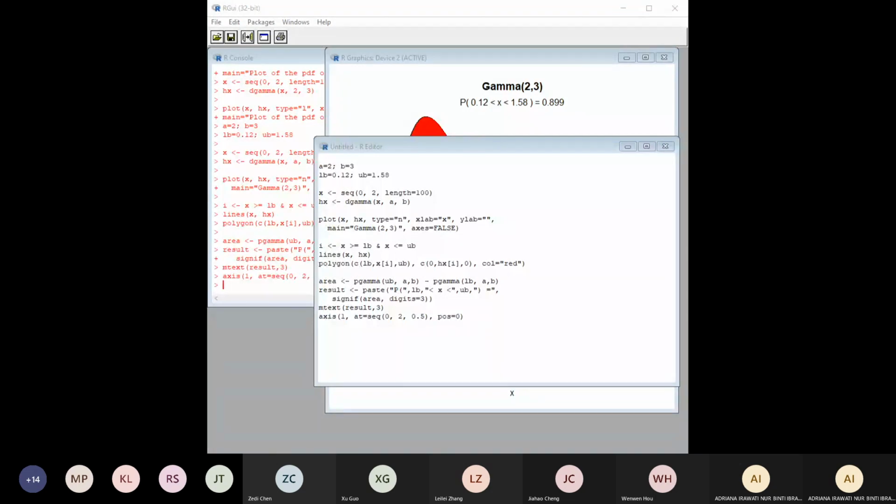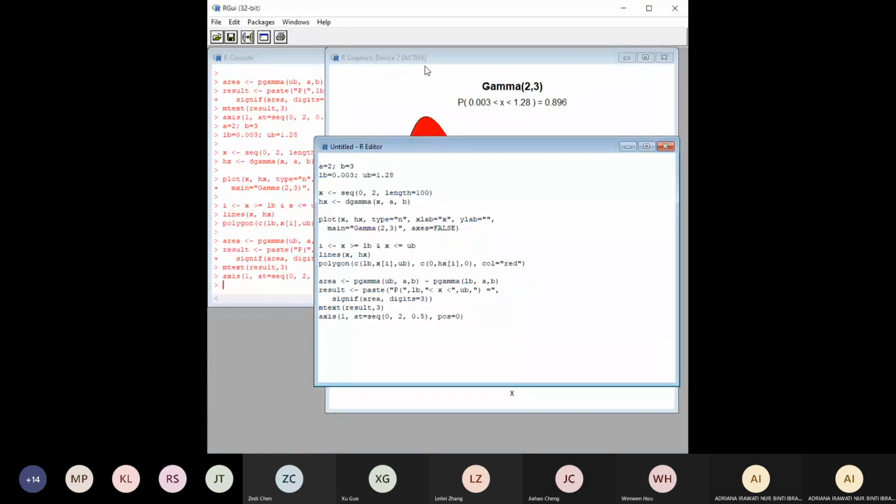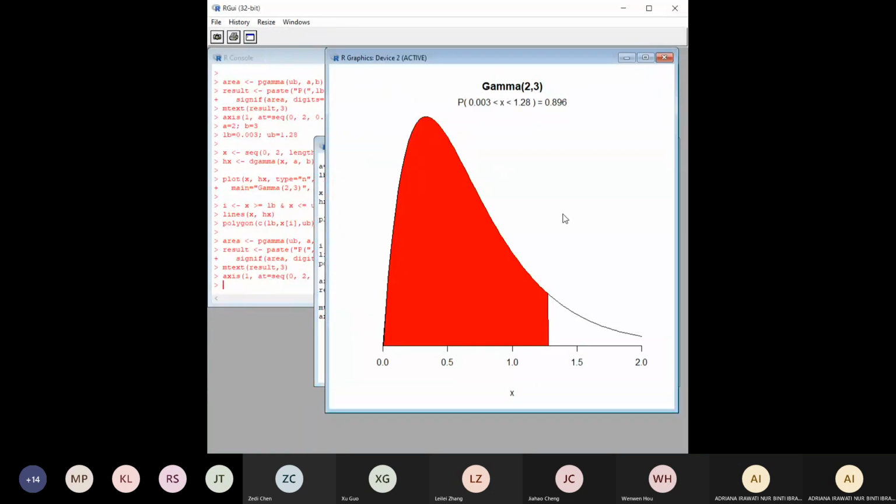Anyway, if we have our HDR, which is your highest density region, it should be 0.03 and 1.28, right? So that's why you need a parameter. If you change the parameter, then everything will change, right?